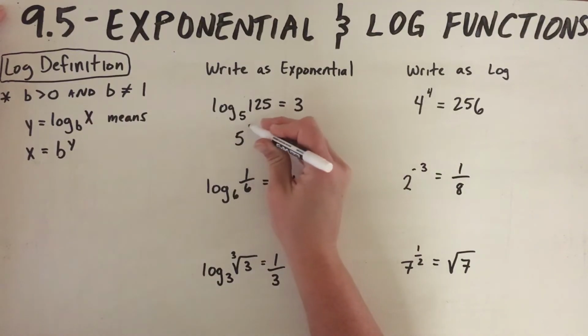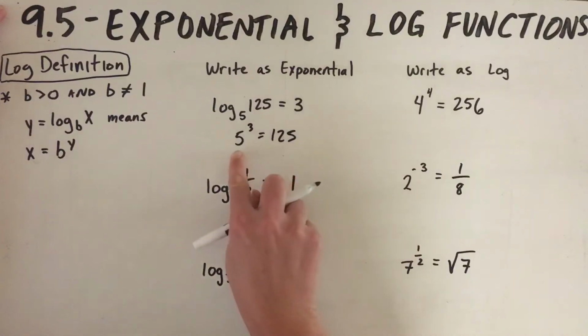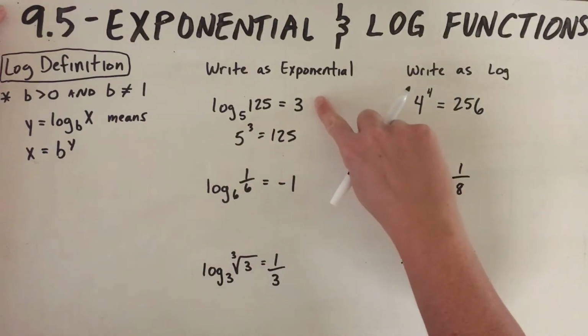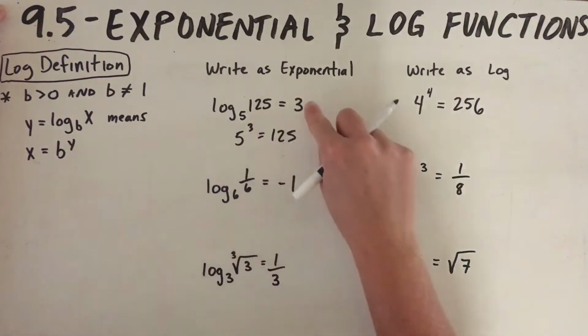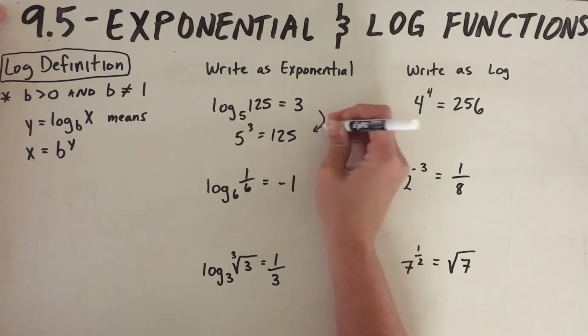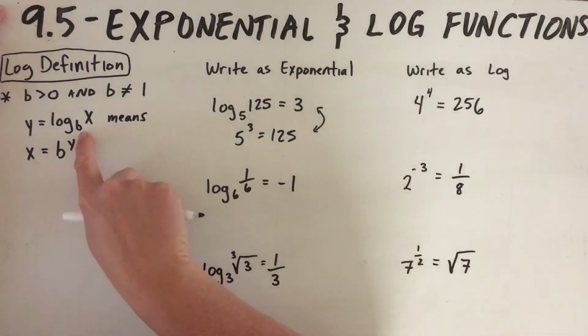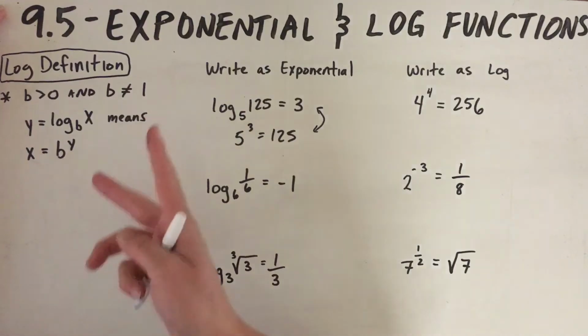So 5 cubed is equal to 125, which is a true statement. 5 times 5 times 5 is 125. So this would be the log form, and this would be the exponential form. Okay, and again, these are equivalent expressions or equations to one another, just written in different formats. So the base stays the same. Again, log base b of x is the same thing as b to the y in exponential form.